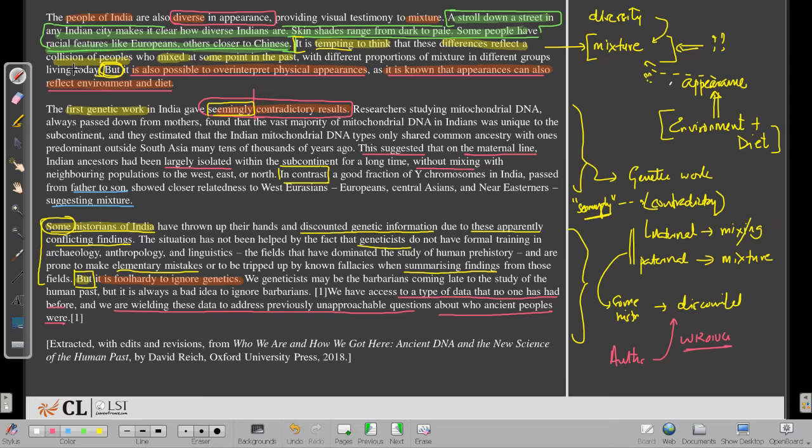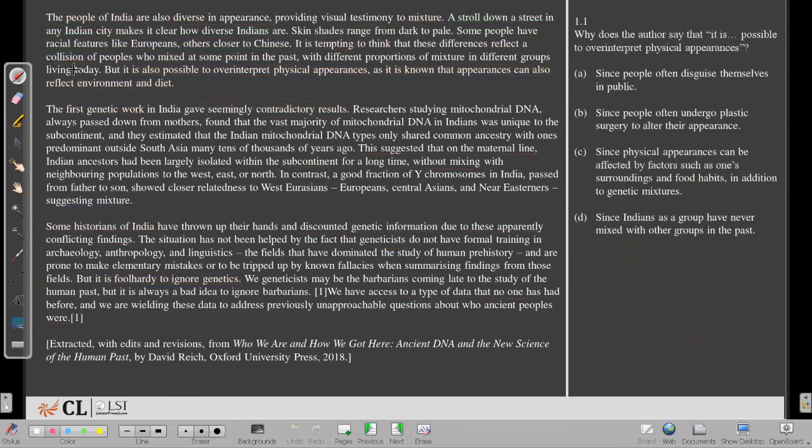If you have this in mind, you are much more confident when you understand passages. You're much more confident when you look at the question. Let's have a look at question number one. Why does the author say? Whenever I say why does the author say, you're looking at the kind of question that I will call a specific purpose question.